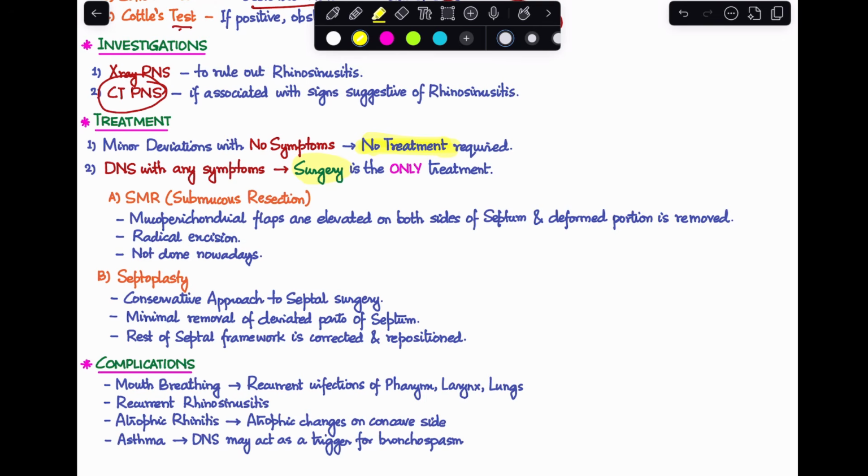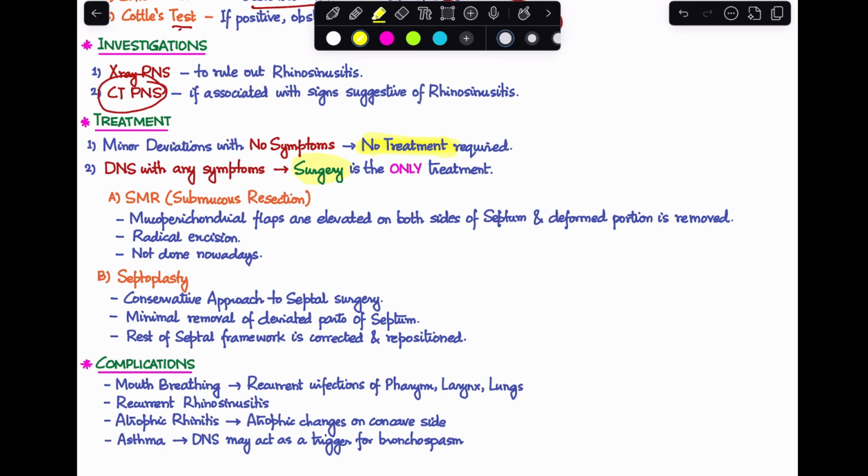Now I'll make a separate video on septoplasty where I discuss its indications, contraindications, and the steps involved. Lastly, let's talk about complications of DNS. Say there's a case of DNS, a very long-standing case going on untreated. What are the possible complications that you can develop?